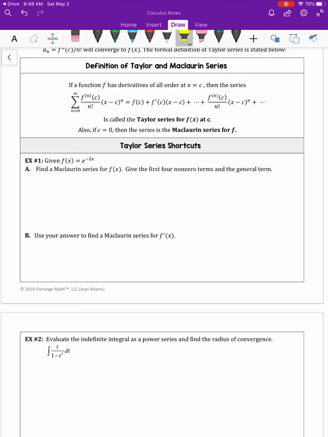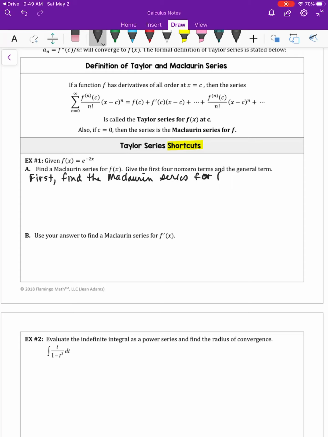Example number 1. It says find a Maclaurin series for f of x and give the first 4 non-zero terms and the general term. So we do not want to just take a bunch of derivatives here because that's going to get really ugly. I mean, we could, but there's a faster way. That's why we're calling it shortcuts. I'm going to show you the shortcut way, and it's going to be a lot better than having to take all those derivatives.